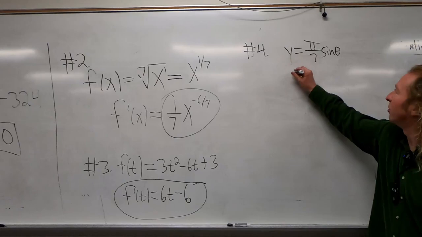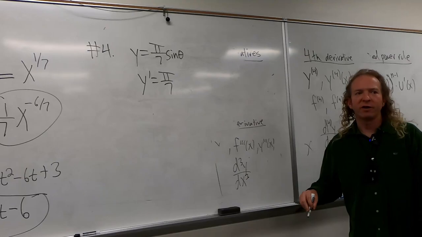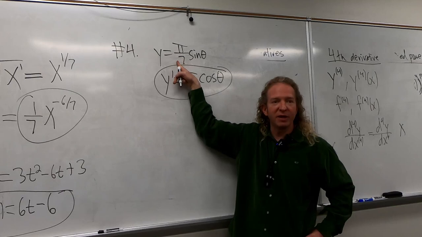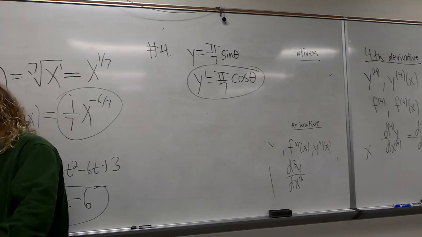Do you all remember, what was the derivative of sine? Cosine, yeah, just cosine. So you just put cosine, and that's it. You don't have to use the product rule because it's a number, right? If you had a theta there, then yeah, totally, you have to use the product rule. But because it's a number, you're good.